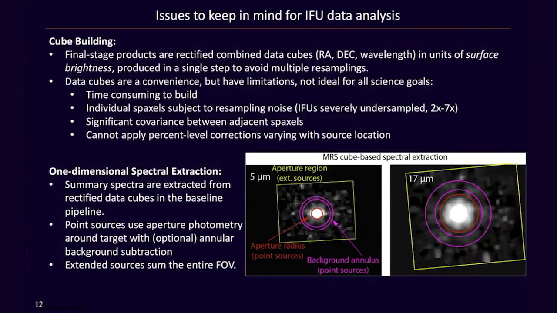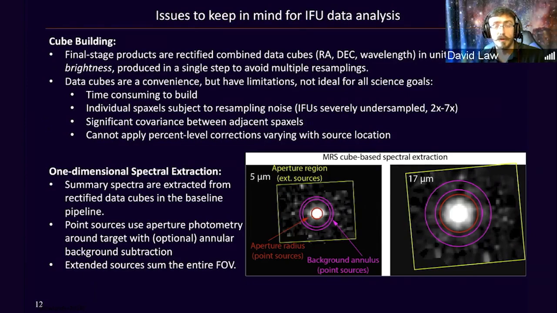So a couple things to keep in mind as you're working with IFU data products. The final stage products coming out from the pipeline are rectified combined data cubes. So they have axes of right ascension, declination, and wavelength, and they're provided in units of surface brightness. That's done as a single step in the pipeline to avoid having multiple resamplings. Keep in mind, though, that data cubes are a convenience, but they have their limitations, and they're not necessarily ideal for all science goals. First of all, they're quite time-consuming to build.